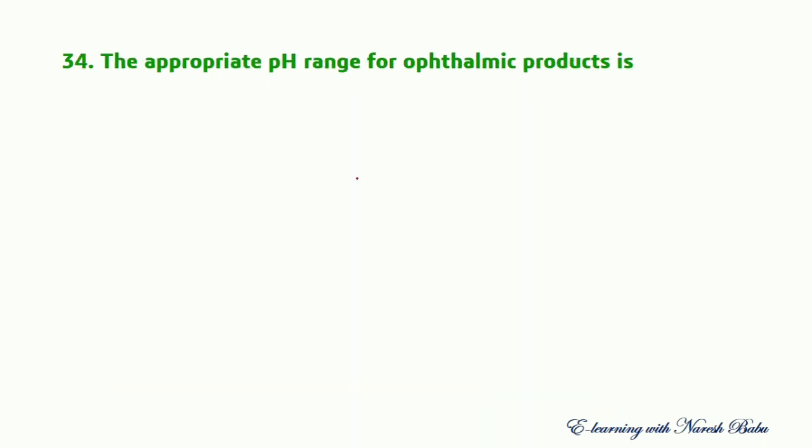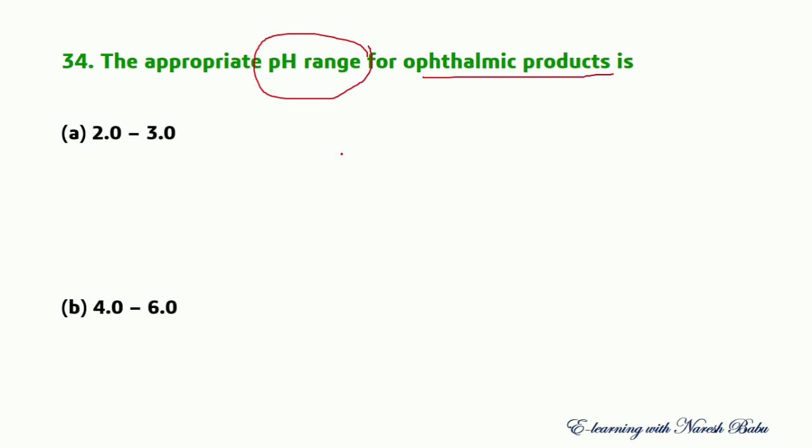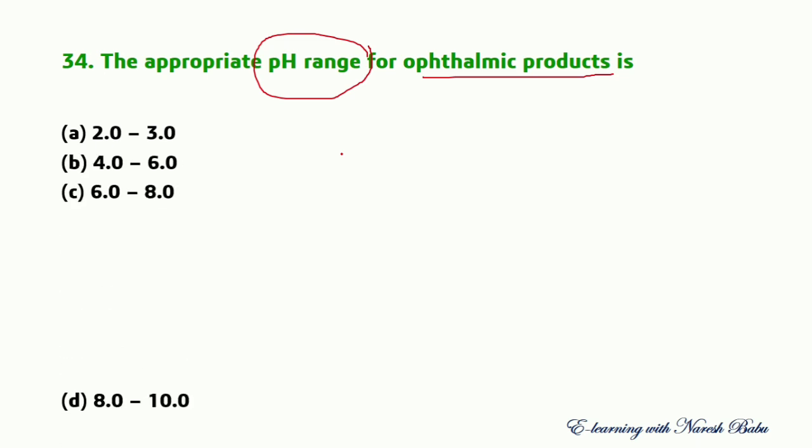And next question, the appropriate pH range for ophthalmic products is? So for ophthalmic products, what is the appropriate pH range? You can consider the options like 2.0 to 3, 4 to 6, 6 to 8 and 8 to 10. So the appropriate pH for ophthalmic products is 6 to 8.